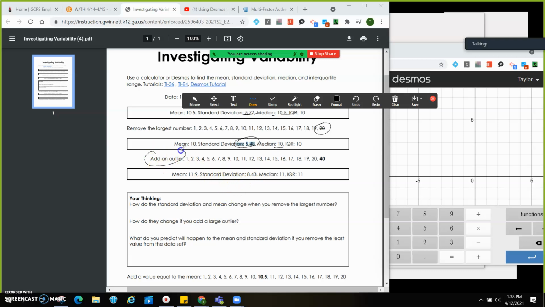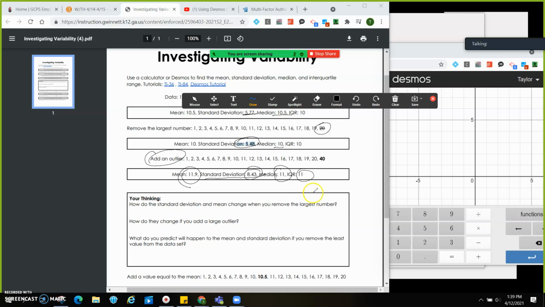Okay, if we add a number on the outside, then our mean is going to change, and then the standard deviation is also going to go up, and our IQR is impacted, and so is our median. Okay, so if you take away a number, it affects it. If you add a number, it also affects it.